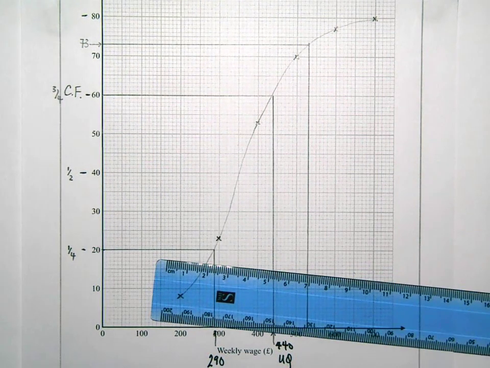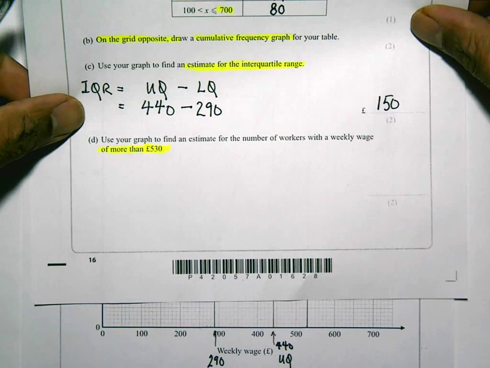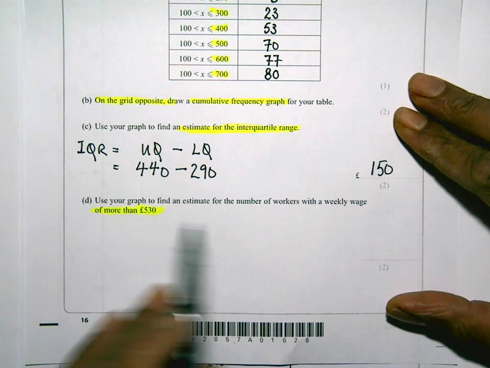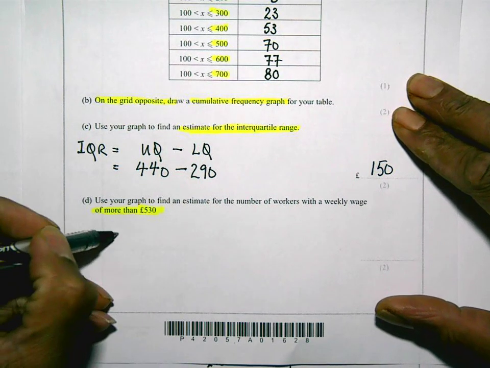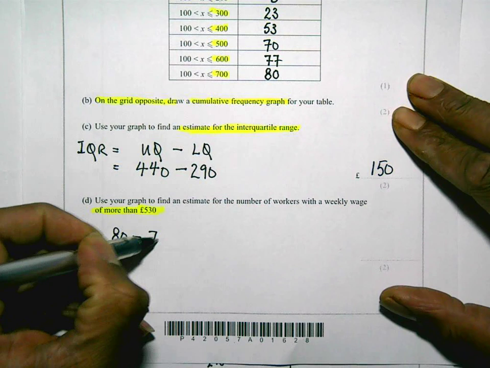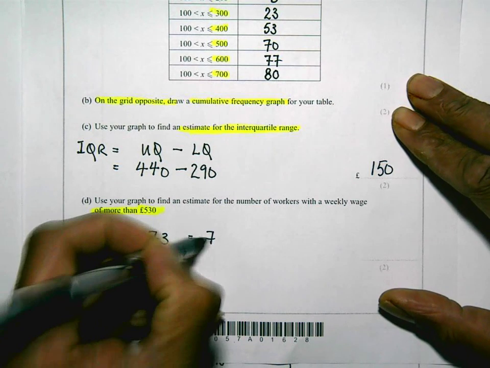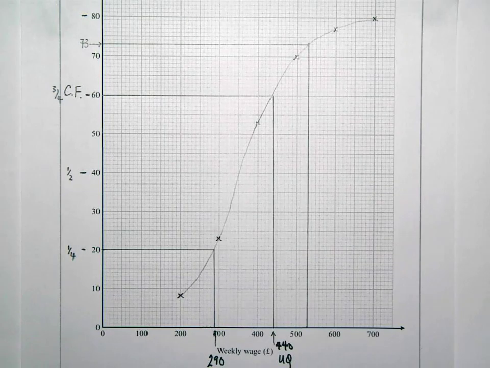If we look at the question itself, the question in part D was this: use your graph to find an estimate of the number of workers with a weekly wage of more than 530. Now there were 80 of them altogether. That's how far up the cumulative frequency curve goes, and we found out that 73 earned less than £530. So we just need to do a takeaway there, and the answer is going to be 7 workers. Another way of looking at that in the graph itself is this space here. That space up there is 7, and that represents 7 workers. That's the number of people who earned more than £530.